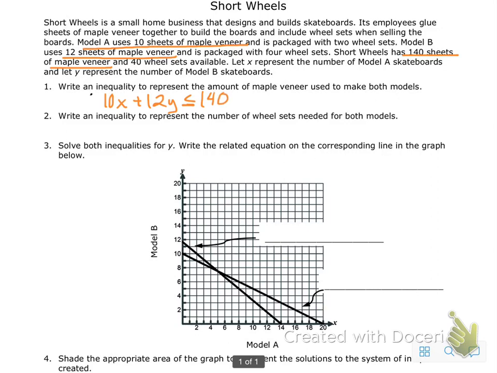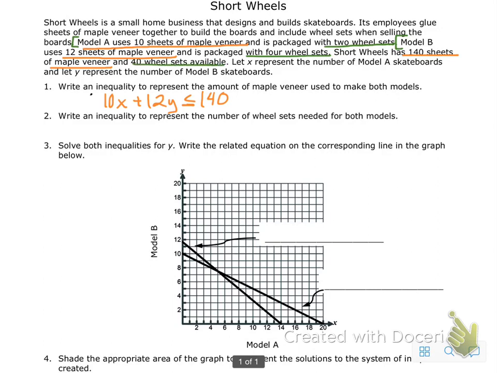So that's our equation. Now, for number 2, write an inequality to represent the number of wheel sets needed for both models. So let's look at wheel sets. We have, in that same sentence, that Model A is packaged with 2 wheel sets. Model B is packaged with 4 wheel sets. And Short Wheels has 40 wheel sets available.